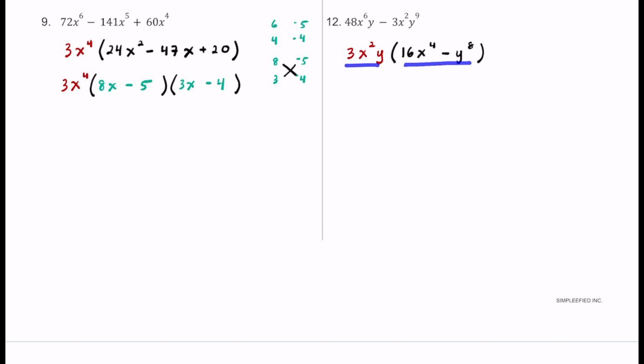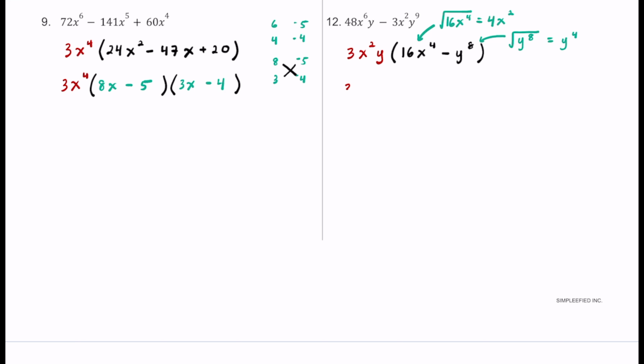Now inside here, notice this is a difference of squares. So the square root of this 16x to the 4th power: the square root of 16 is 4, and the square root of x to the 4th power is x to the 2nd power. And then for this y to the 8th power, if you take the square root of that, remember anything to an even power is a perfect square. The square root of y to the 8th is y to the 4th, right? Just divide by 2 when you're taking the square root of exponents. So this is a difference of squares.